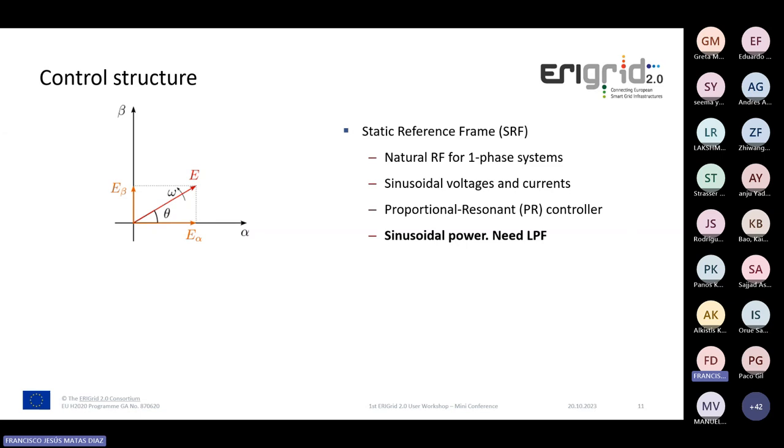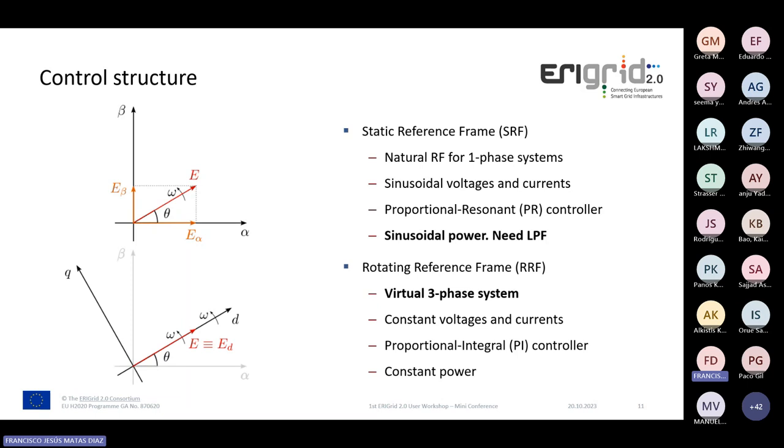There is a second option, which is to work with a virtual three-phase system. Now, it may sound like killing flies with a sledgehammer, but the truth is that it has some interesting advantages. For example, we can work in a rotating reference frame where the instantaneous magnitudes are now constant DC values. So we can implement simple PIs in the voltage and current controller. The other great advantage is that now, as in a three-phase system, the power is constant and it can be directly fed to the virtual synchronous generator.